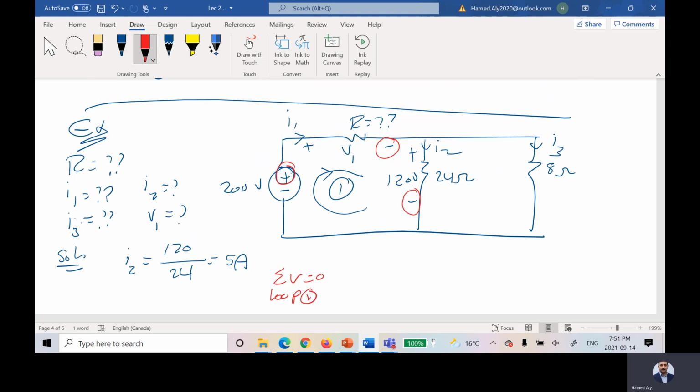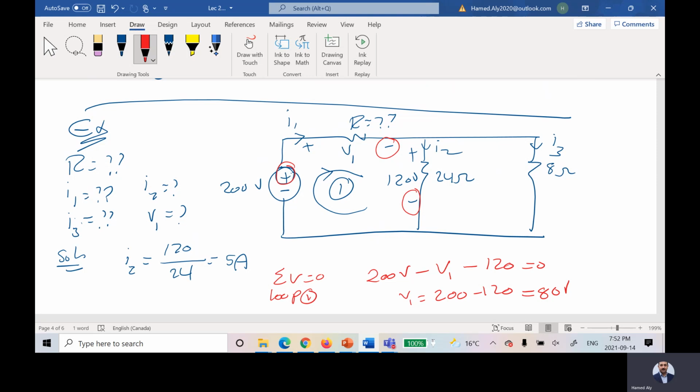So I have 200 volts minus V1 minus 120 is equal to 0. So I can find V1. V1 is equal to 200 minus 120, which is 80 volts. Is it positive or negative? It is positive. This is what I got.